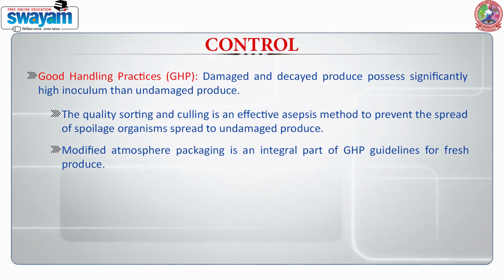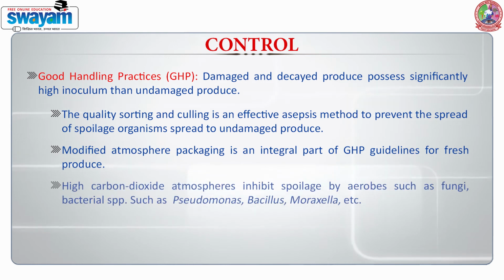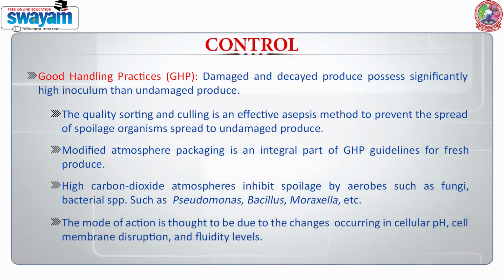This is an integral component of GHP guidelines for fresh produce. High carbon dioxide atmosphere inhibits the spoilage by aerobic microorganisms such as fungi and bacteria. Pseudomonas, Bacillus, Moraxella, etc. are also inhibited in the prevalent conditions. The mode of action is thought to be due to changes occurring in the cellular pH, cell membrane disruption and fluidity levels, etc.